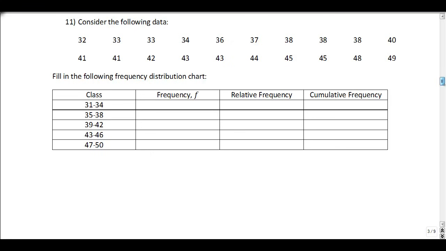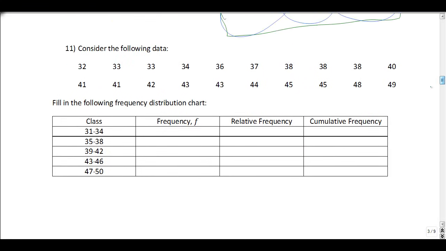Okay, now into more data questions. Consider the following data. We've got a bunch of numbers here, and we want to fill in the frequency distribution chart. Really, all we're going to do is count how many numbers we have between 31 and 34. So 1, 2, 3, there's 4 numbers between 31 and 34.